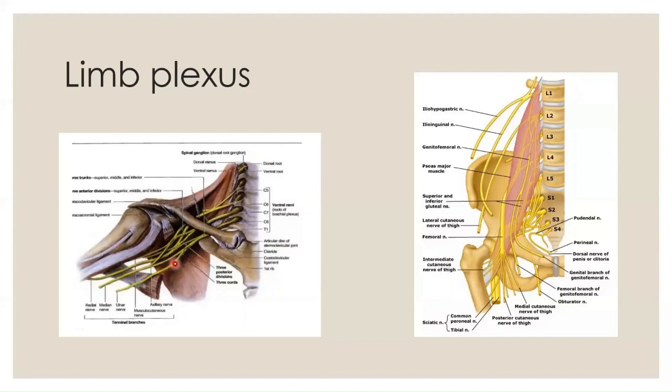The upper limb. So here you have the nerve supplying the pelvic area and the lower limb. This is formed from L4 to S4, this area.